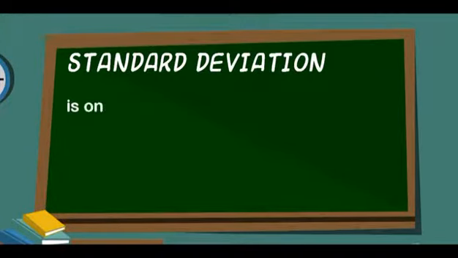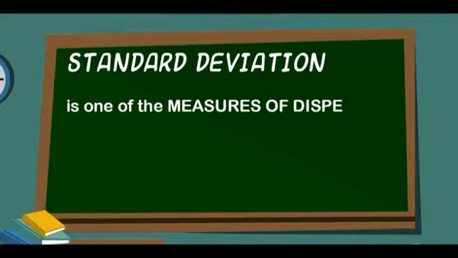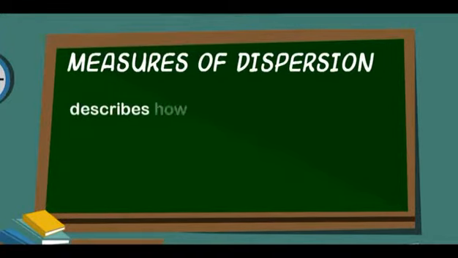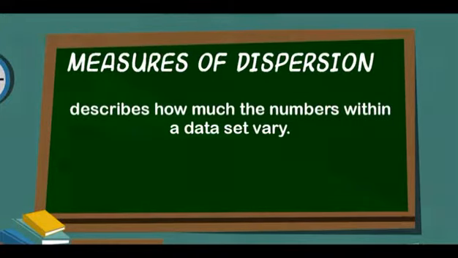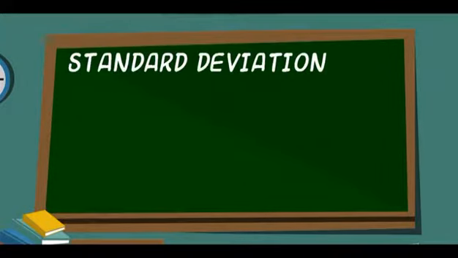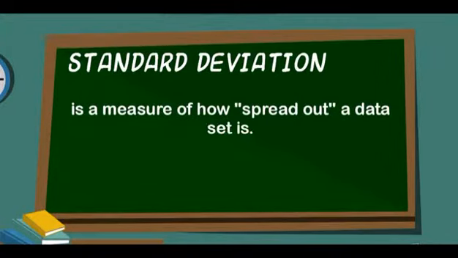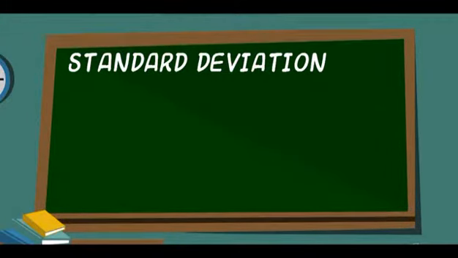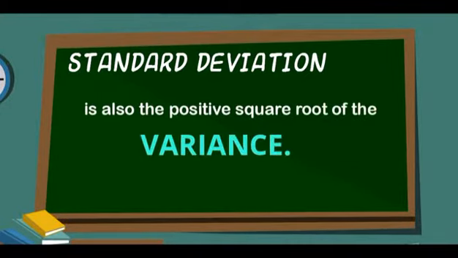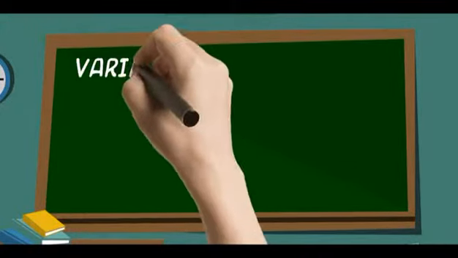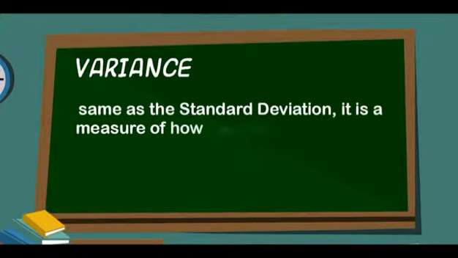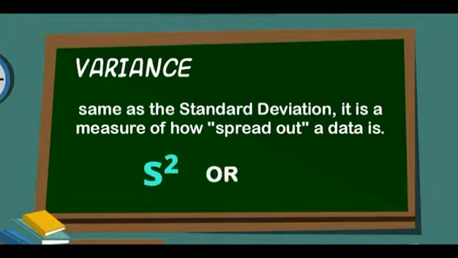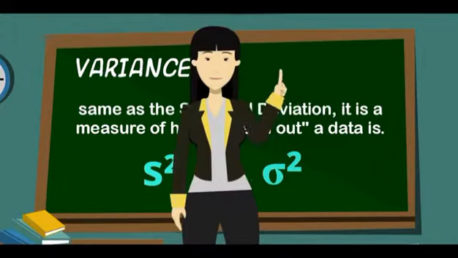Standard deviation is one of the measures of dispersion in statistics. Measures of dispersion describe how much the numbers within a dataset vary. Standard deviation is a measure of how spread out a dataset is, denoted by S or lowercase sigma. It is also the positive square root of the variance. Variance is likewise a measure of how spread out the data is, denoted by S squared or lowercase sigma squared. Later, we will see the difference between the two.